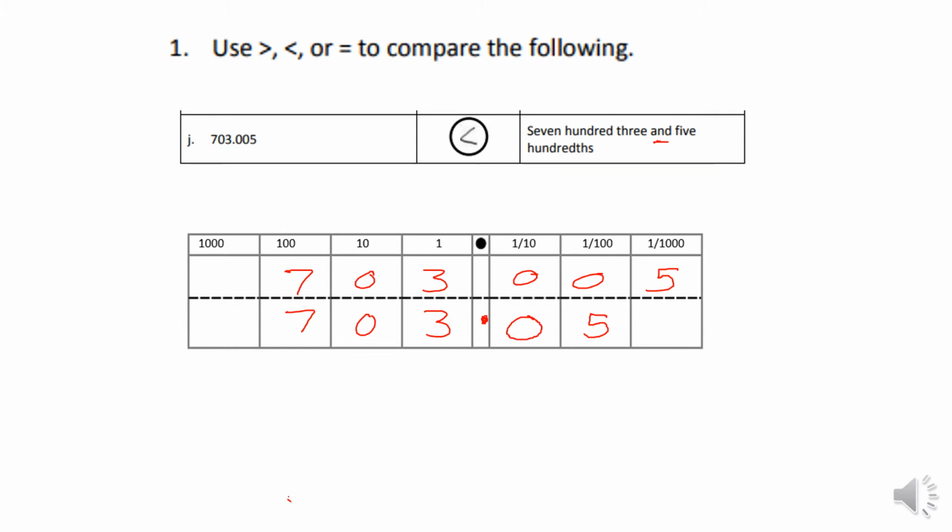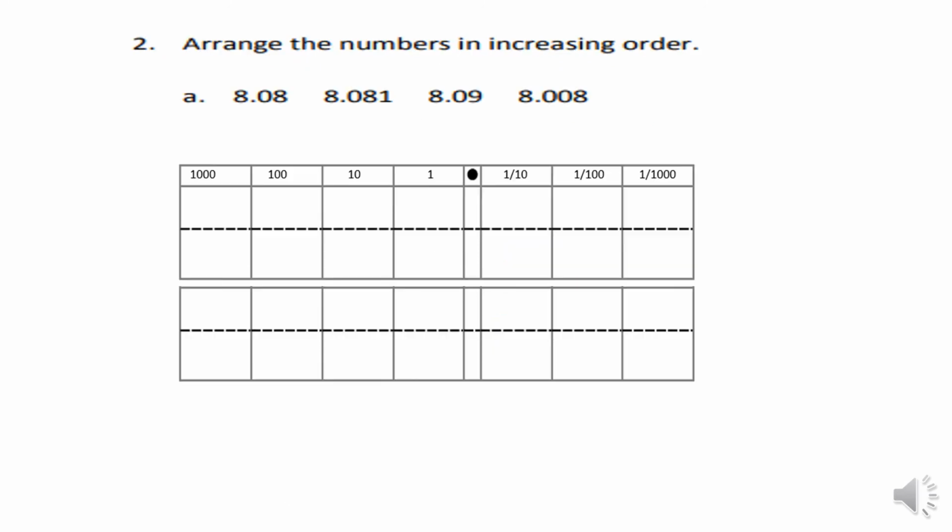Now, a lot of students get confused at this point because they still think that the top one is larger because it has more digits. So the best practice is to go ahead and put a placeholder in there so that they have the exact same number of digits. Now we can see that 703 and 50 hundredths is larger than 703 and 5 thousandths. So up here we would say that 703 and 5 thousandths is less than 703 and 5 hundredths.